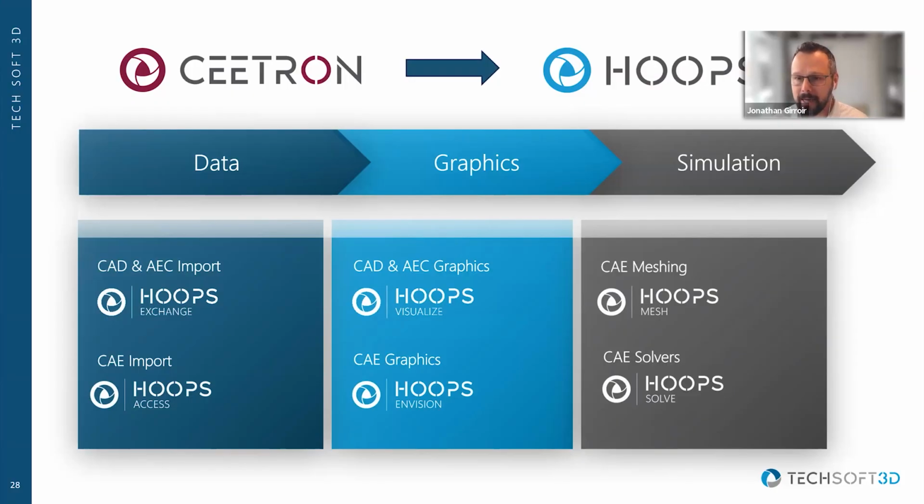So CEETRON Access will become Hoops Access. CEETRON Envision will become Hoops Envision for CAE graphics. And then for simulation, CEETRON Mesh and Solve will become Hoops Mesh and Solve. So we just wanted to let you be aware of that as we're trying to simplify our product portfolio. Hoops is already a very well-established brand in the industry. In fact, people know us more as the Hoops guys than TechSoft 3D, it seems. So we're really embracing that. But no huge change, just naming this rebrand.